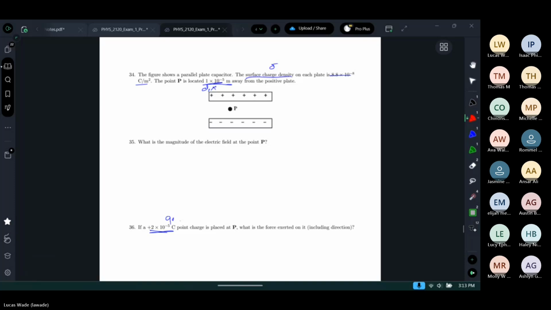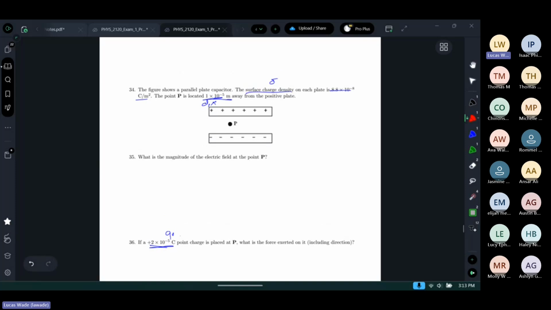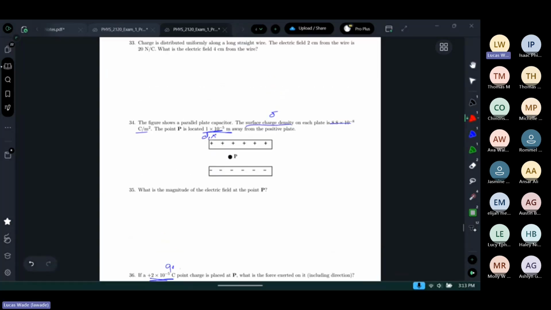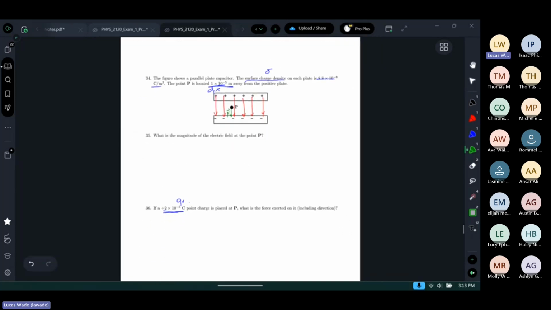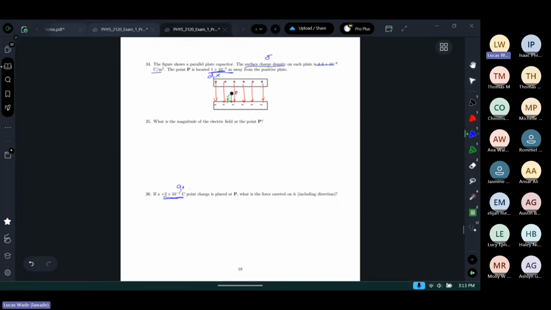Down. What makes you say so? Because it's going to be attracted by the negative plate. Absolutely. The other way we could see it is field lines. They point from positive to negative. And a positive charge always feels a force in the direction of the electric field. Either is correct, that or attracting, repelling. So the direction is downward.